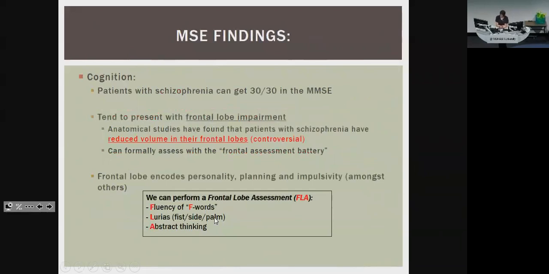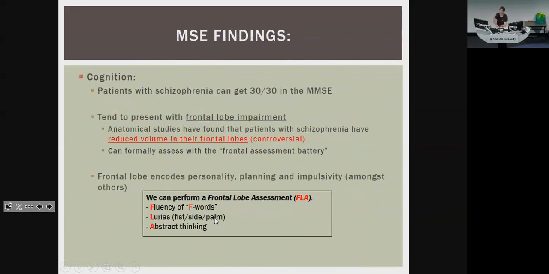Okay, so this is important. Patients with schizophrenia can get 30 out of 30 on an MMSE, but they're sitting in front of you like there's something not right here. And that's because they have frontal lobe impairments. They've actually done anatomical studies on brains, autopsy studies and also MRI studies. And they found that there's a volume reduction in the frontal lobe of up to about 30%, which is very significant. And what does the frontal lobe do?